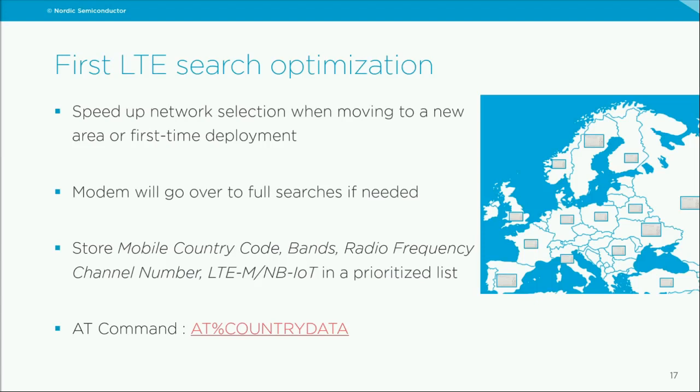It will go through a list that you have made. You have stored, for example, the mobile country code, the bands that are important for this area that you're going to launch, and also you can add in the radio frequency channel and also your preferred technology, either LTE-M and NB-IoT. And this can be done through an AT command. This will speed up your first LTE search optimization. And if it doesn't find a network after this list, it will go over to a normal search, which is still a kind of an optimized way of searching for a network.